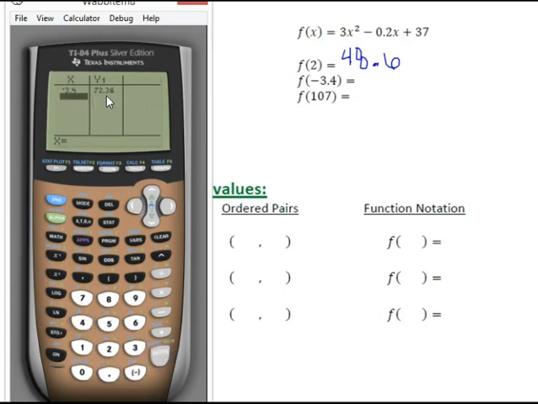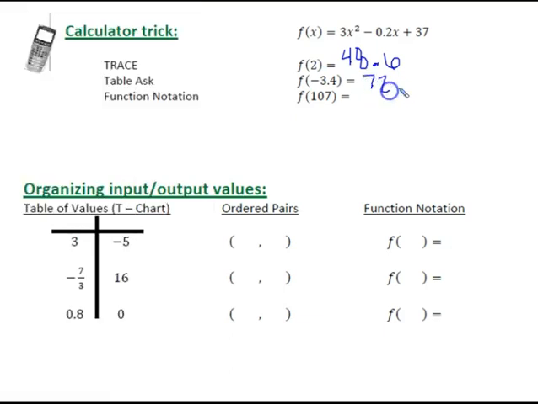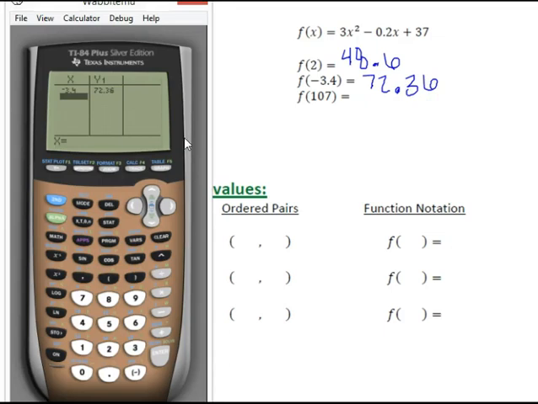It gives us 72.36. Now let's say you didn't trust the calculator, you're not really sure if that's correct. You could always go back to graph, and if you want to hit the trace button like we did before, you can type in negative 3.4, and we get the same answer, 72.36. So you have some different options when you're using the calculator. Some of you might like one more than the other, but I'm just trying to show you the different ways that this calculator can help you do some of these more difficult problems quicker.